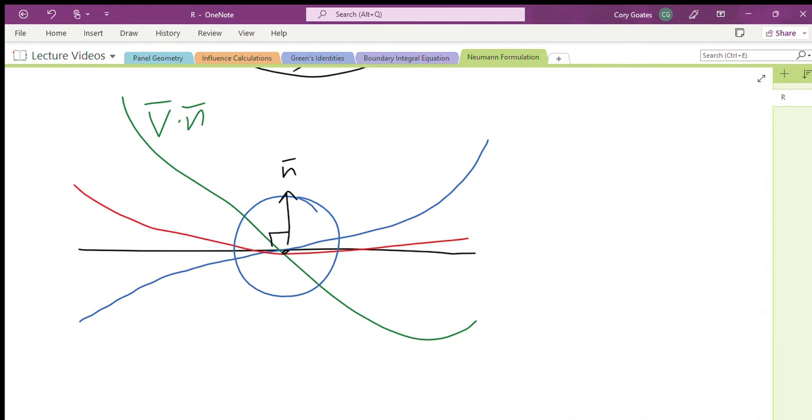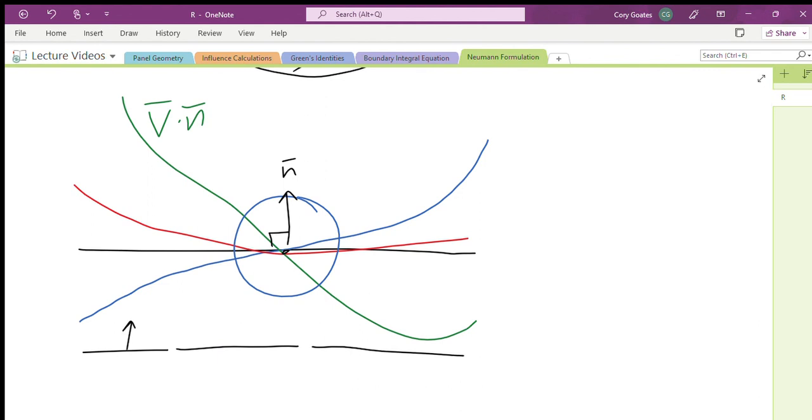Everywhere else, it's probably reasonable. You're probably not getting monstrously large velocities going through the corners of these panels. I don't think that's the case. But it's just something to be aware of. And so that's why we talk a lot about grid convergence. If I were to take this panel and instead of having just one panel, I do 3 panels.